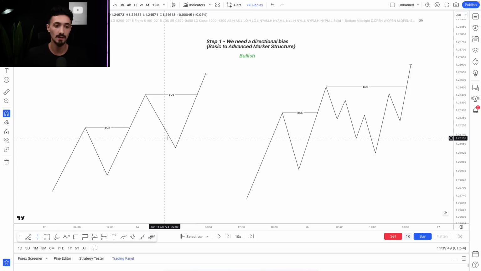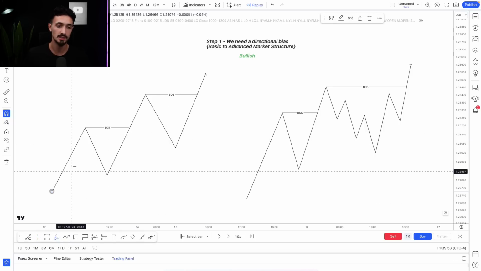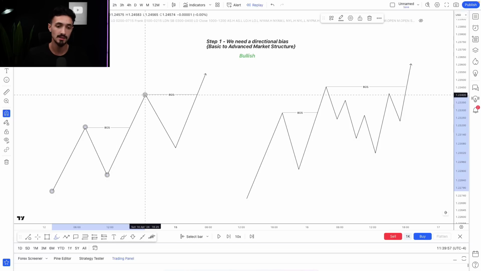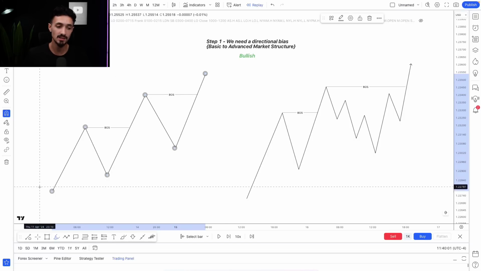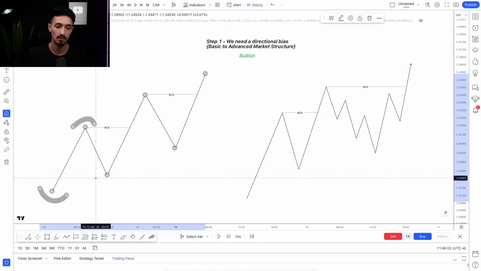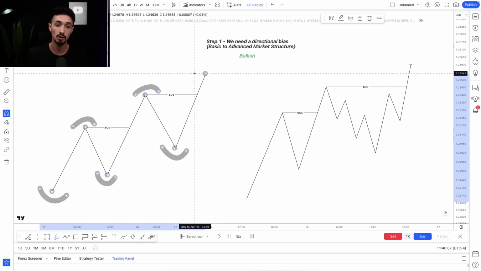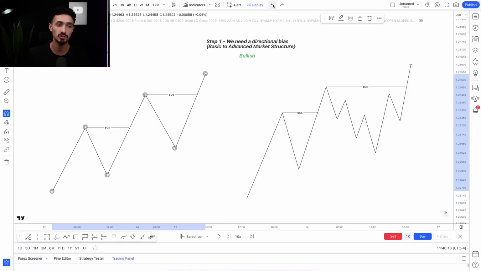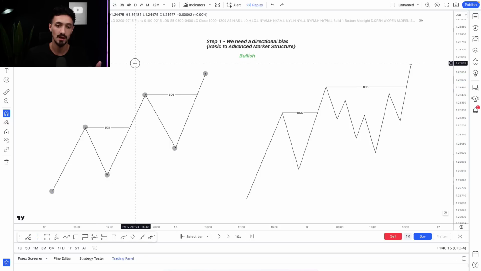So in step number 1, we're going to be identifying how to form a directional bias. Now, what we can see on this left-hand side, we have bullish market structure. It's bullish because it's putting in a series of higher lows, higher highs, higher lows, and higher highs. What we can see is that the external swing points, referred to as our swing points of market structure, are gradually getting higher and higher.